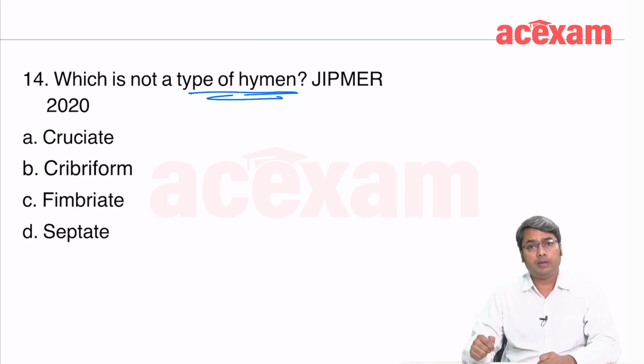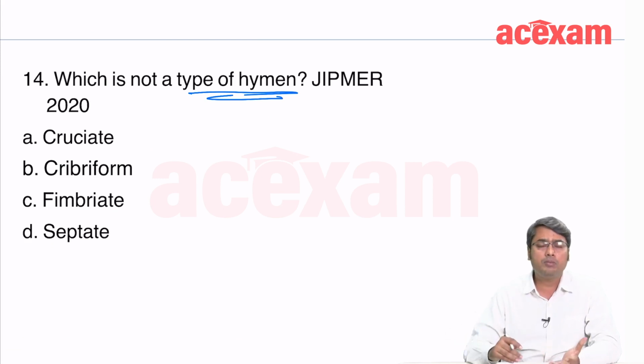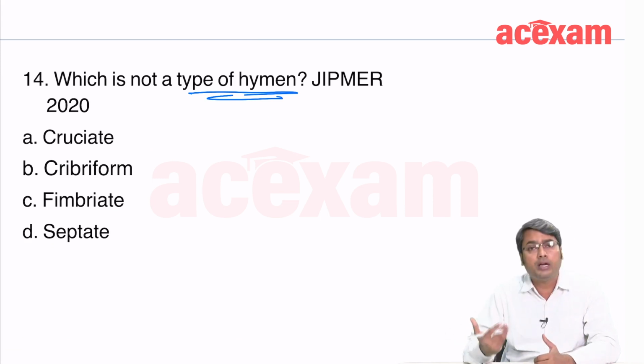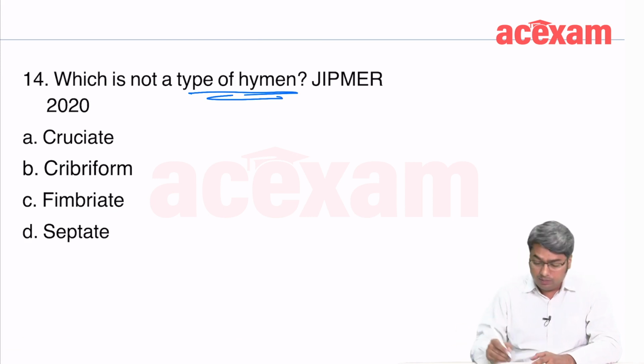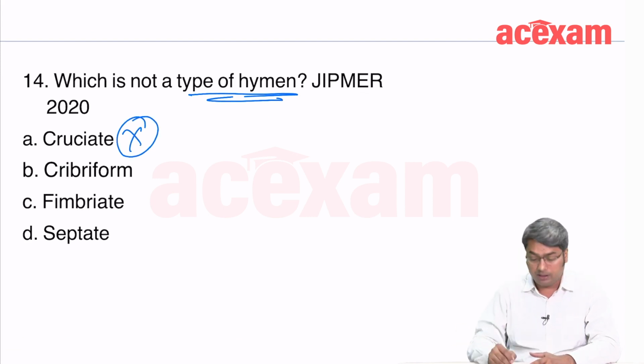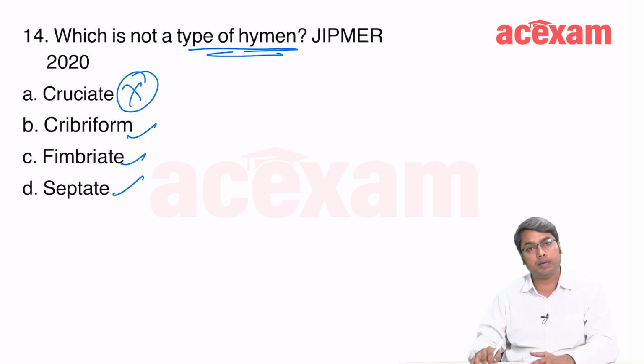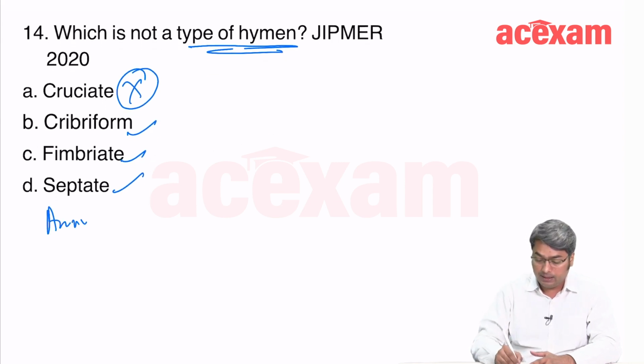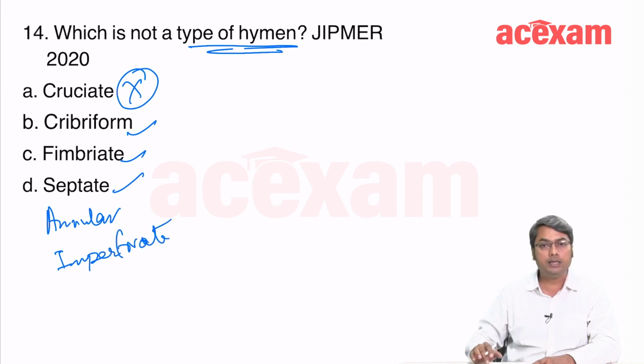Which is not a type of hymen? Types of hymen are cribriform, imperforate, fimbriate, septate and annular, but cruciate is not a type of hymen. Cribriform, fimbriate and septate are all types of hymen. Apart from this, we can have annular hymen and imperforate hymen, but cruciate is not a type of hymen.